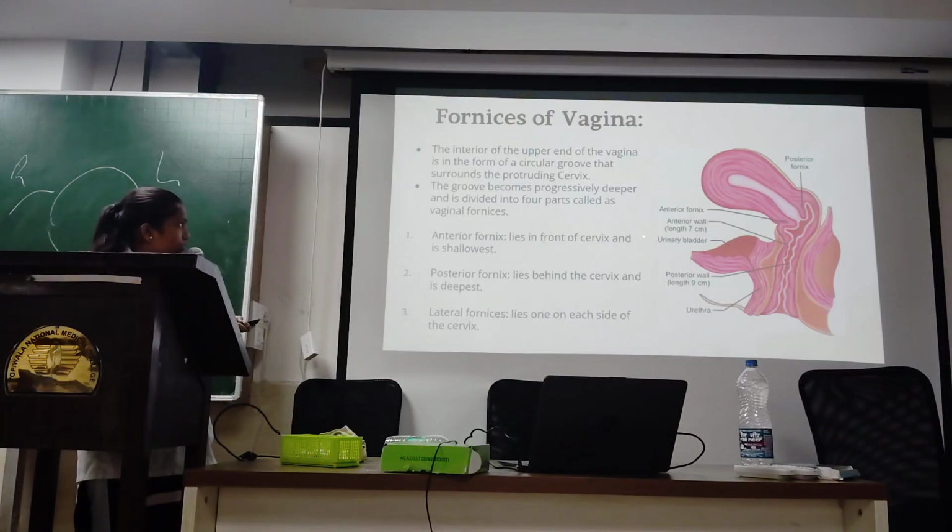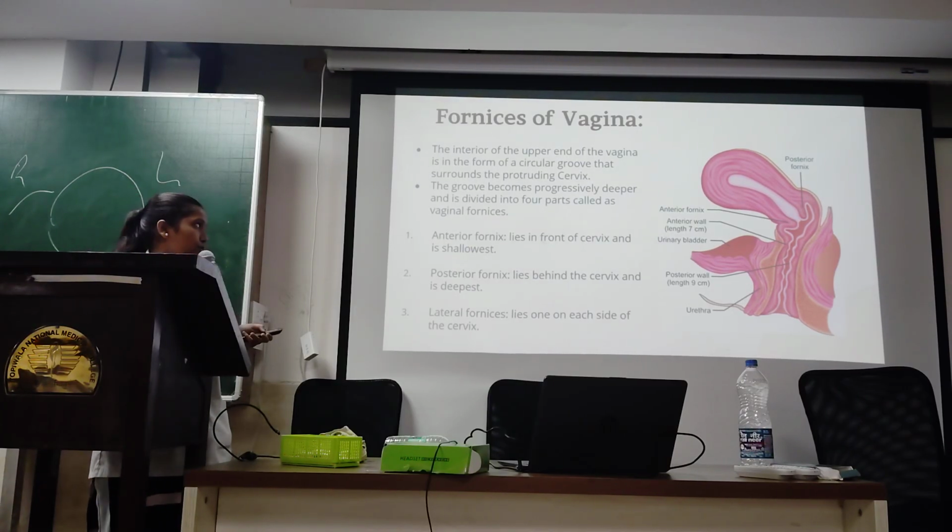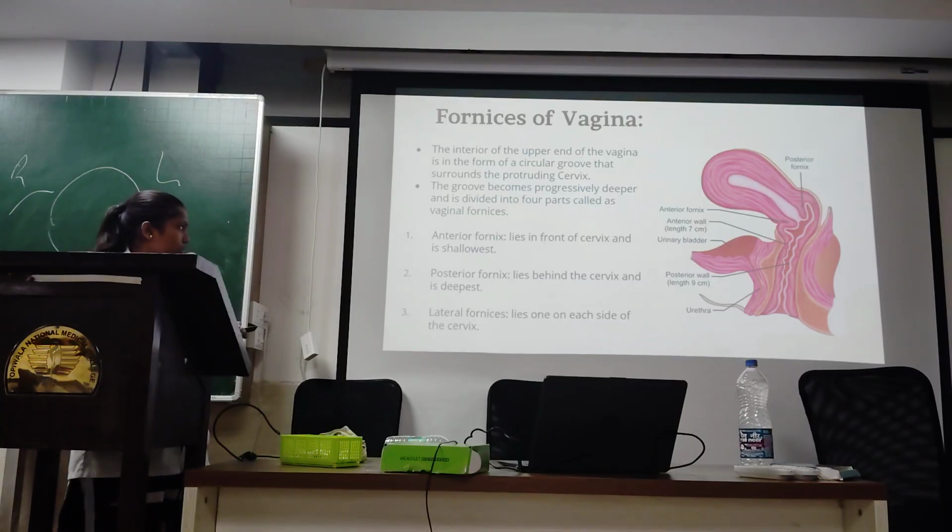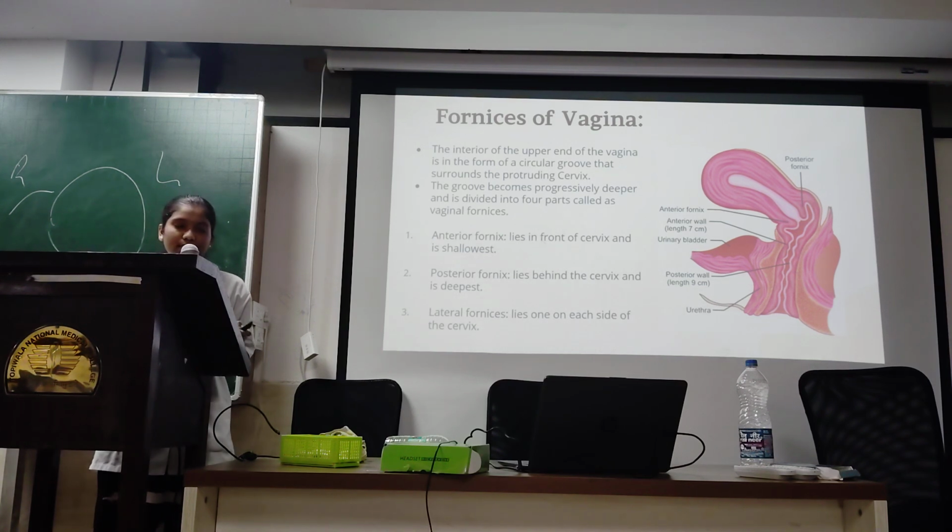This is the interior part of the upper end of the vagina, in the form of a circular recess that surrounds the cervix, and it becomes progressively deeper and divides into four parts. The anterior fornix lies in front of the cervix and is the shallowest. The posterior fornix lies behind the cervix and is the deepest. The lateral fornices lie on each side of the cervix.